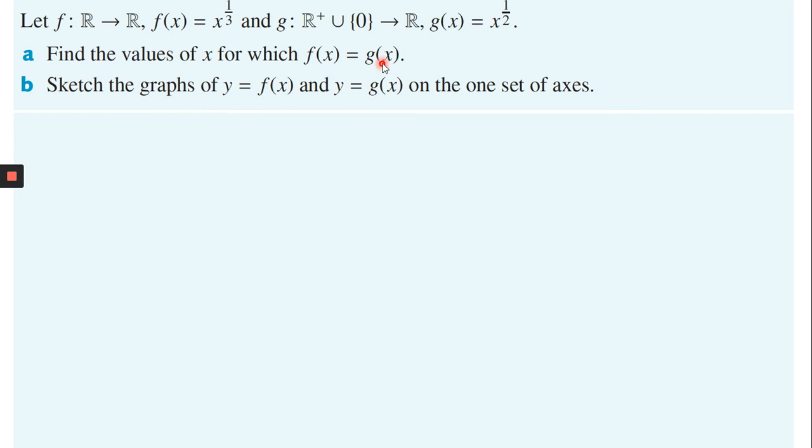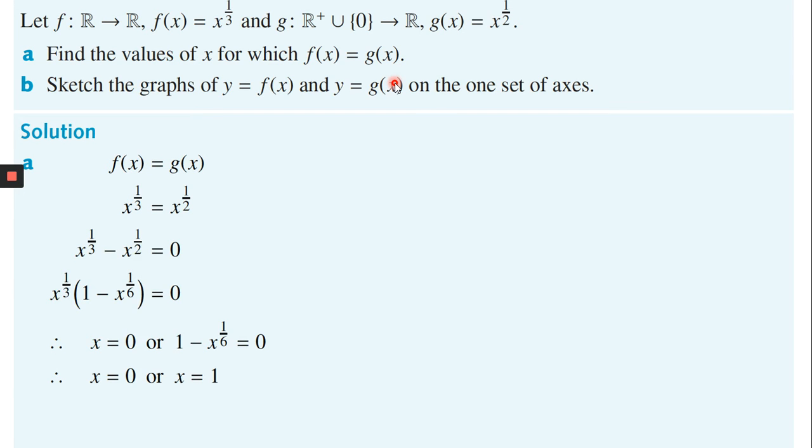Here's another one. So just again, we're going to put the functions equal to each other. So x to the third, x to the half. What have we done here? We put it equal to 0, and then we've taken a third outside of the bracket. So we've got 1 minus x to the 6 equals 0. So x equals 0, or 1 minus x to the 6 equals 0. So x equals 0 or 1, because when you take that over to the other side, that will be 1, 1 to the power of anything will still give us 1.